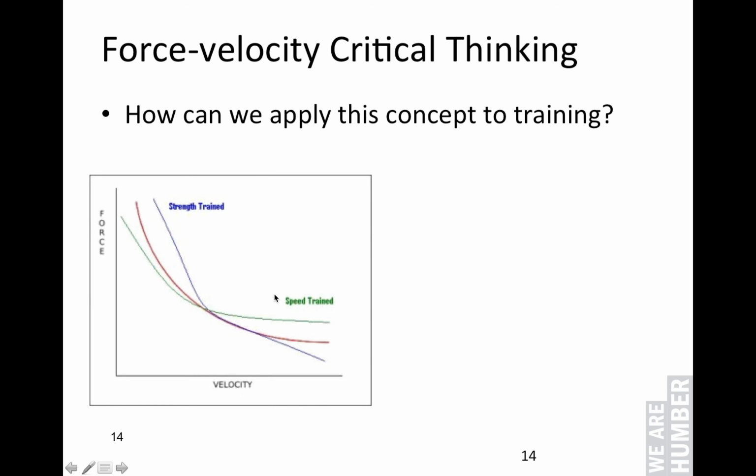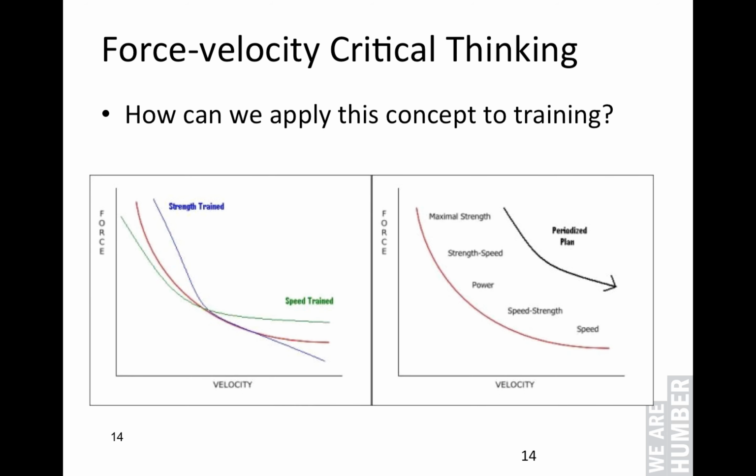On the other hand, if you're only speed trained, you lose strength. So you lose the ability to produce as much force, but you can actually maintain a kind of moderate amount of force even at higher speeds, greater velocities. So I think it's pretty clear that we'd want to have some sort of compromise between strength and speed.